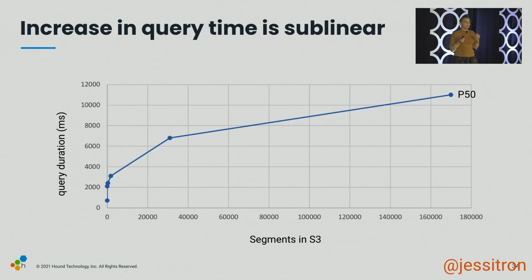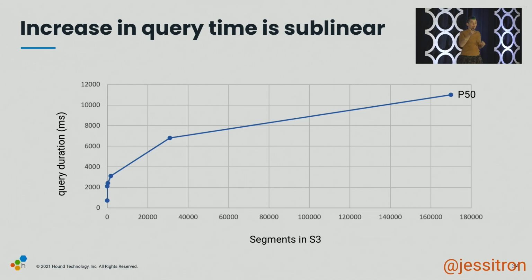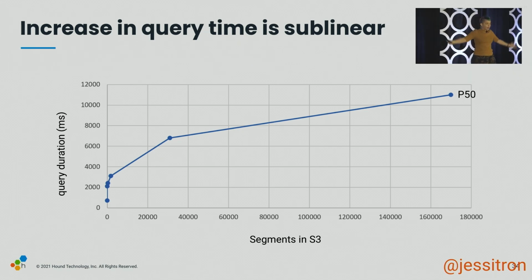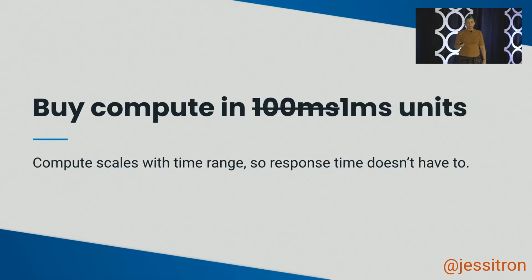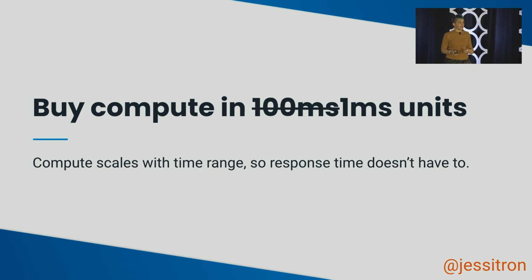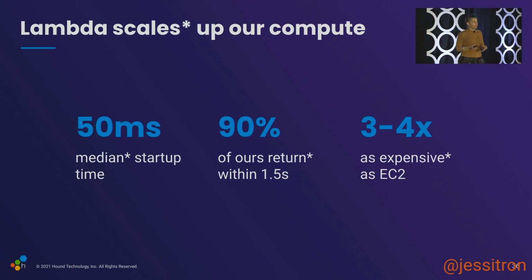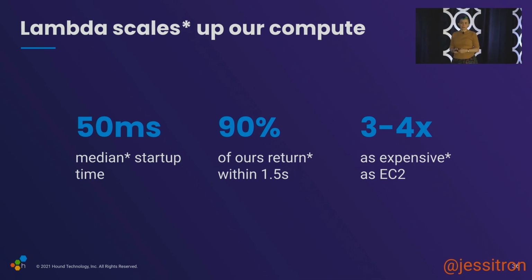We are able to spend money to preserve your attention when you run a query over 60 days worth of events. And we're able to do this efficiently because we're able to buy that compute in now 1 millisecond units. AWS just increased the granularity of its pricing here. And that's sweet. It's good enough. I mean, Lambda scales up. We can start one in 50 milliseconds, which for a couple seconds query response time is acceptable. And then they return within a couple seconds.